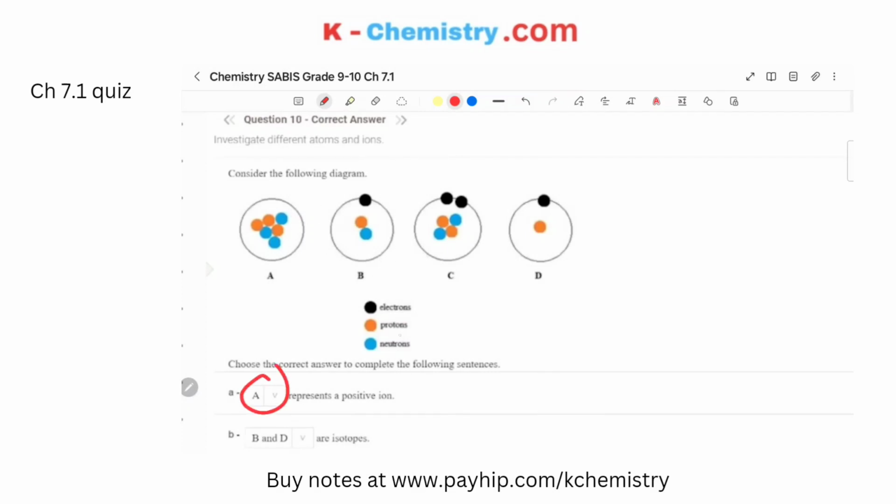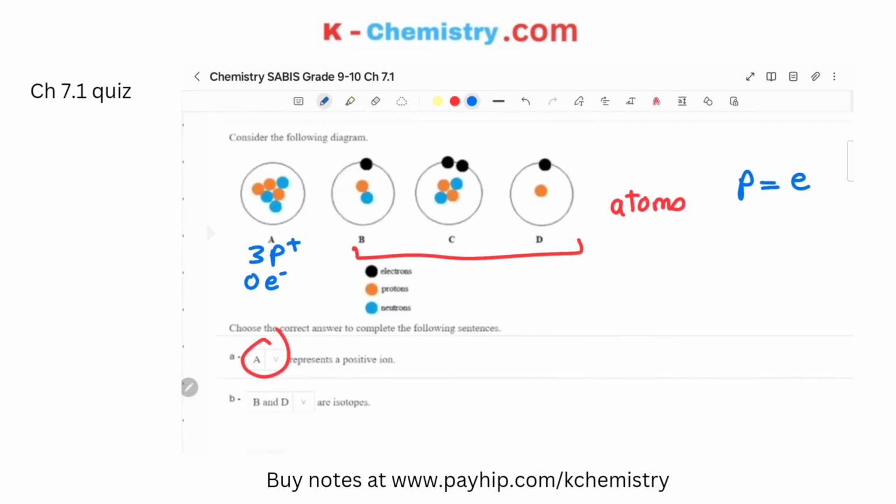What about B? Why is B not an answer? It has 1 proton, the orange one, and 1 electron, so similar. 2 protons, 2 electrons, 1 proton, 1 electron. So these 3 are all atoms. Why? Because they have a similar number of protons and electrons: 1 and 1, 2 and 2, 1 and 1. But this one is the only one that has 3 protons and 0 electrons.